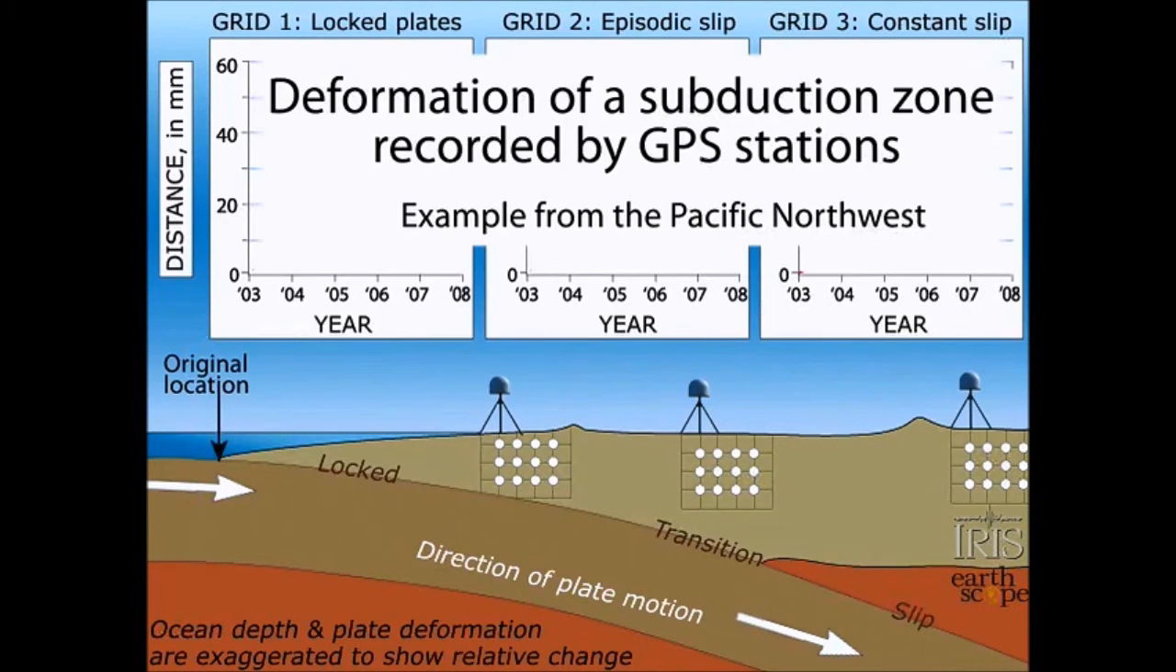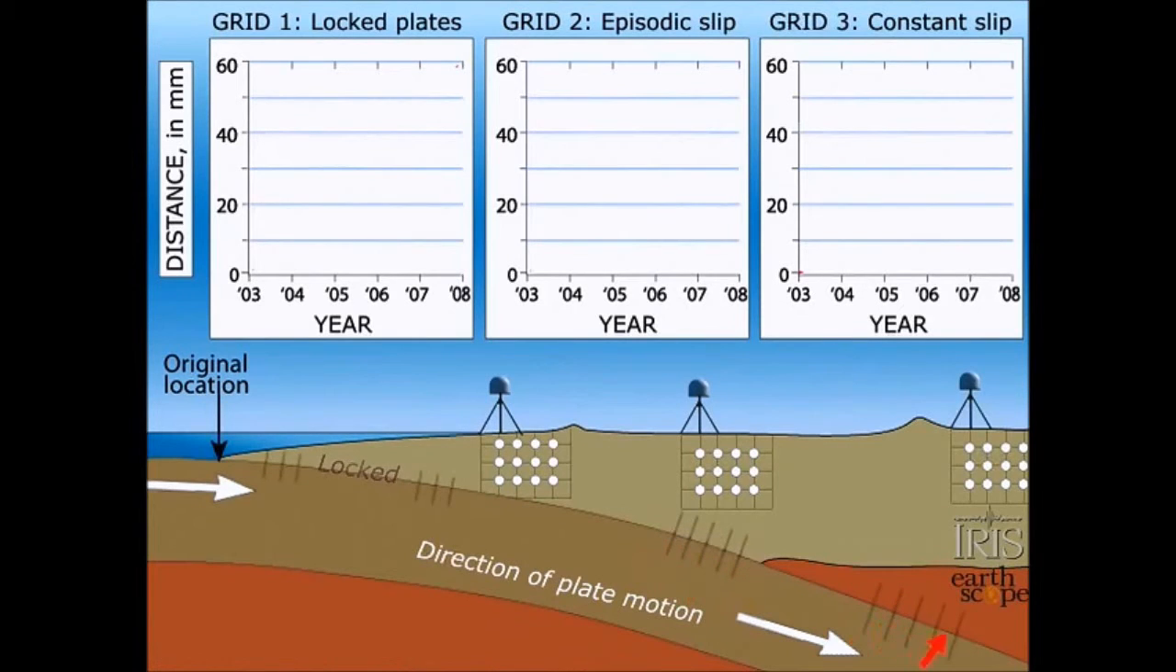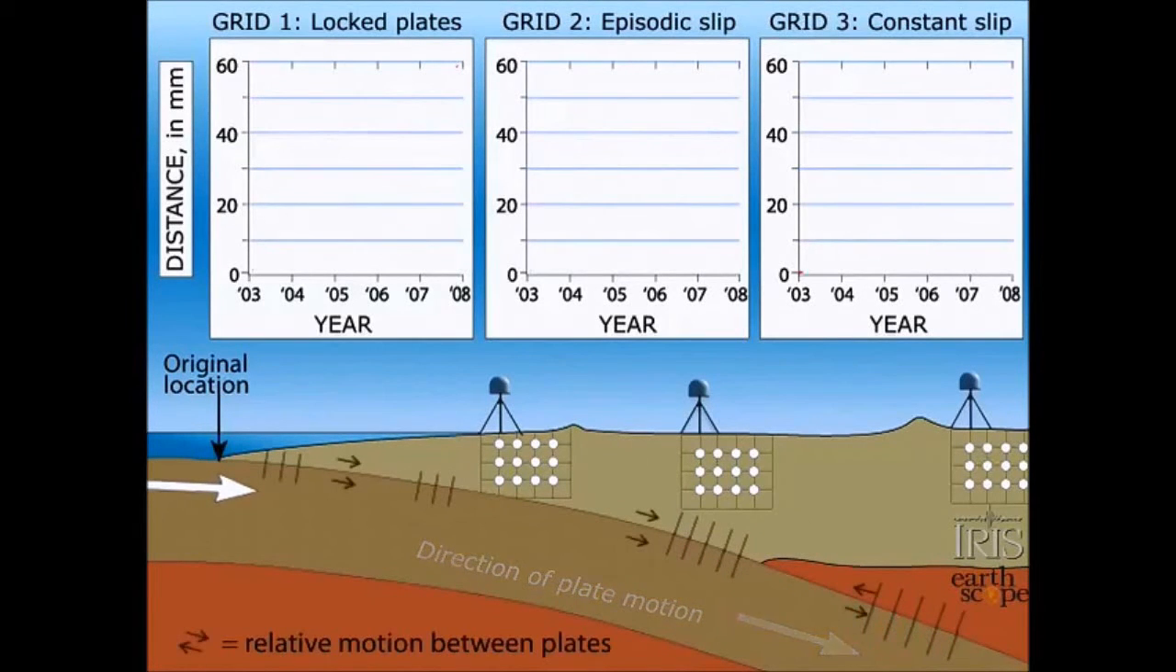In this animation, the three grids portray plate interaction and deformation in three zones of a subduction region, which include the lock zone at the leading edge of the overlying plate, a transitional zone that locks for approximately 14 months at a time, then slips back a little before continuing its push inland, and the zone far inland from the locked portion of the plates that sees little to no deformation.